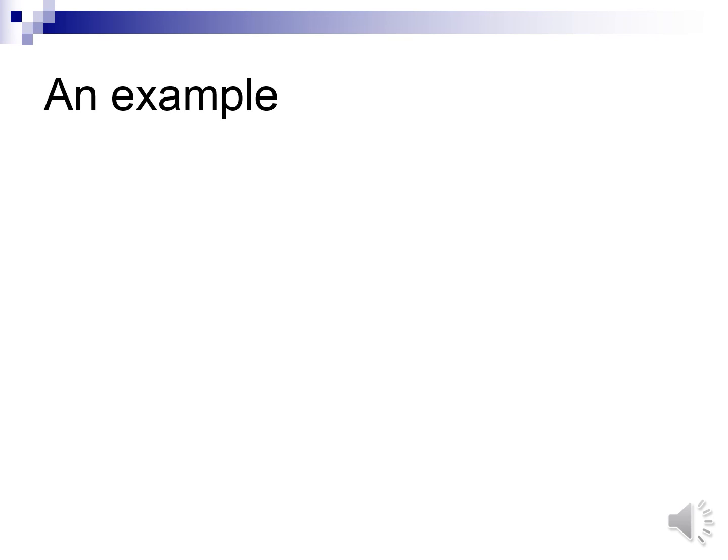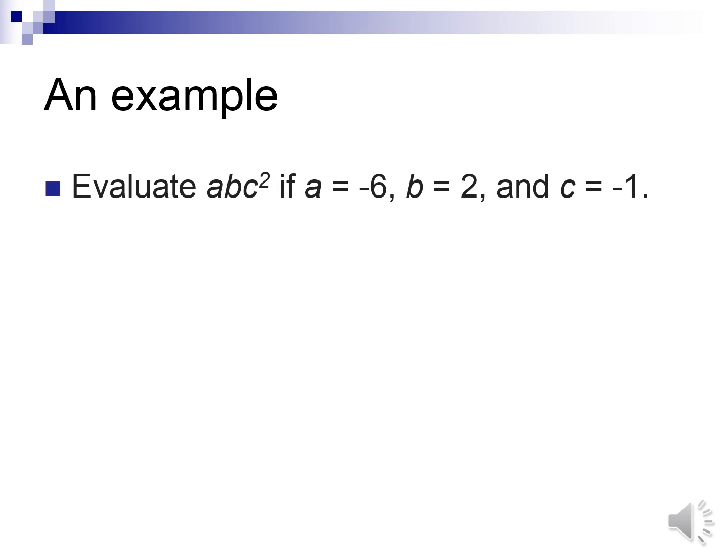Let's take a look at an example. Evaluate ABC squared if A is equal to -6, B is equal to 2, and C is equal to -1. Pause the video at this point to give yourself a chance to do the example.